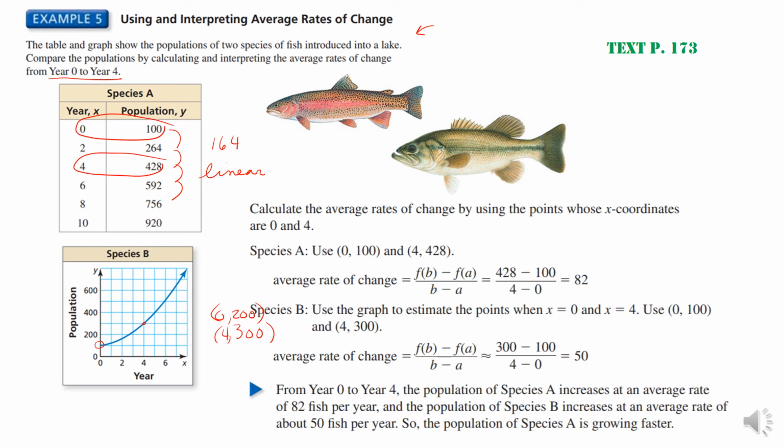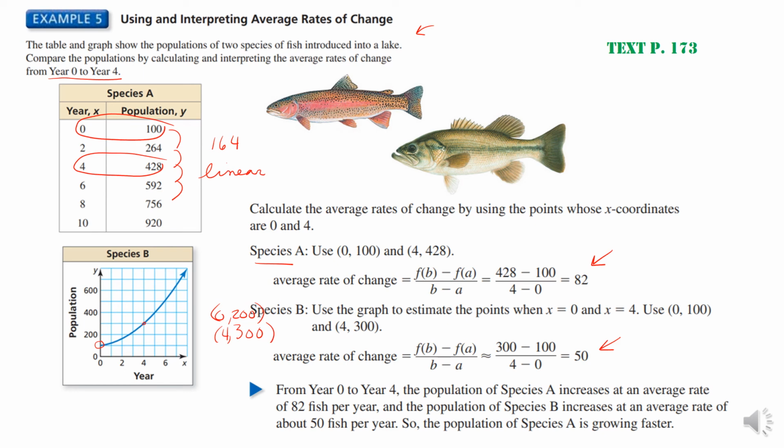So here they are compared. Here's species A, the linear graph, and it's growing at a rate of 82 fish per year. Yeah, 82 fish per year. Species B is growing at a rate of 50 fish per year. So we can see that species A is growing faster than species B. And do you think that's going to continue?